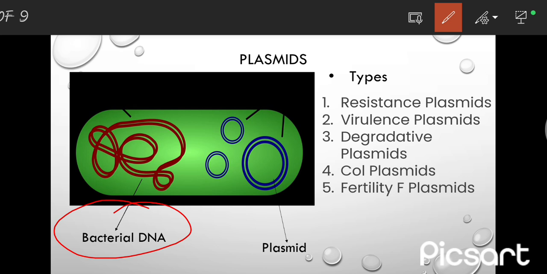Depending upon the structure and functions, plasmids are classified into 5 different types. First one is the resistant plasmid, second is virulence plasmid, third is degradative plasmid, fourth one is col plasmid, and last, fertility F plasmids. The complete video on the structure and functions of plasmid will be uploaded on my YouTube channel.